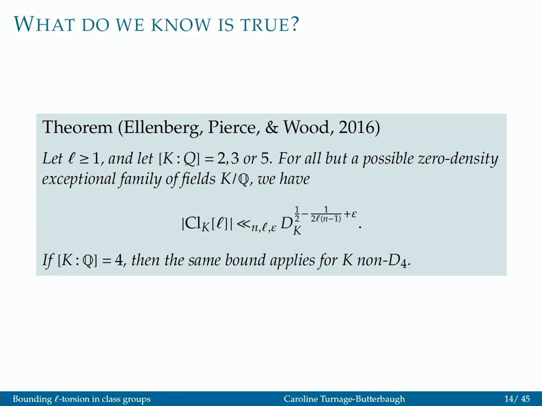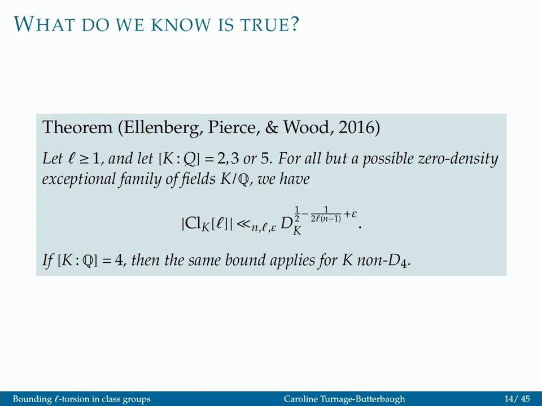And I've been showing you a lot of upper bounds, but this is the one that is given assuming GRH by Ellenberg and Venkatesh. So they're recovering this GRH bound from before without assuming GRH. And then in the case where the degree of the number field is 4, the same bound applies as long as K is non-D4.